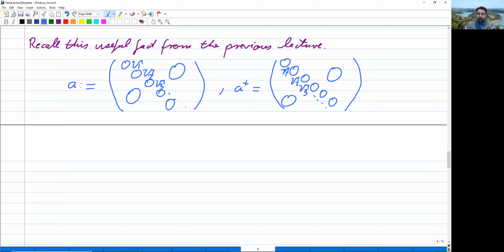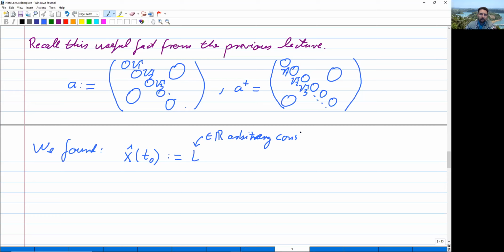Okay. Then we found that if we define a matrix that we may call x hat of t naught, just a name, if we define this matrix as L, where this is some real number, arbitrary constant, L times A dagger plus A. If you look back at the previous lecture, I just put all of this into one matrix right away. And in this lecture now, I'm just decomposing it into the A and A dagger.